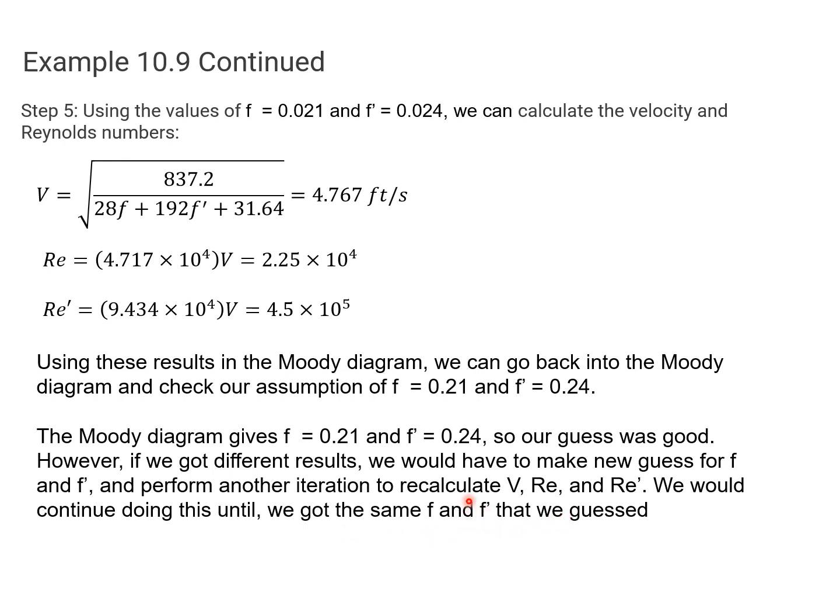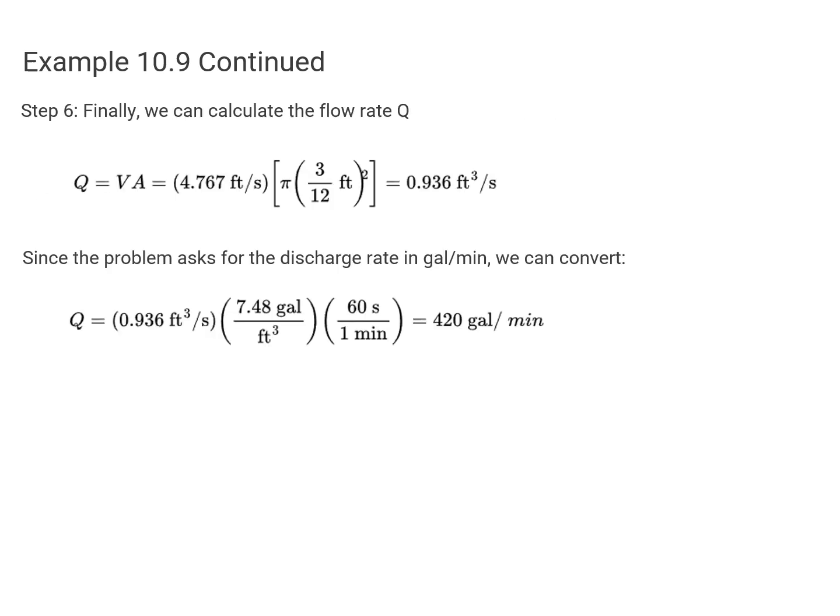So this is a rather complicated example. It is a real world example in a way, but it does take time, because if you guess wrong for these initial values, it's going to take a while before you're actually able to figure this out. So finally, we can calculate the flow rate Q, and then we can calculate this discharge rate in gallons per minute. We can convert this value here to gallons per minute.